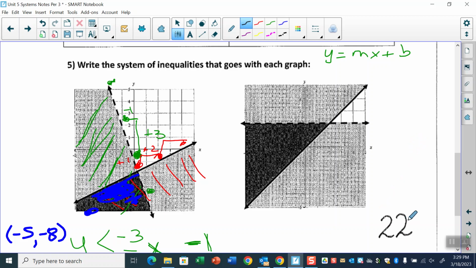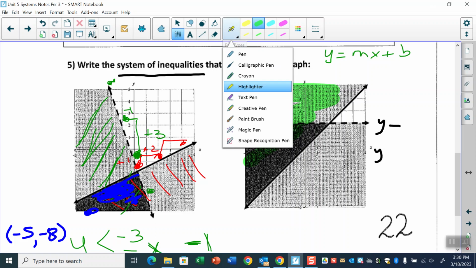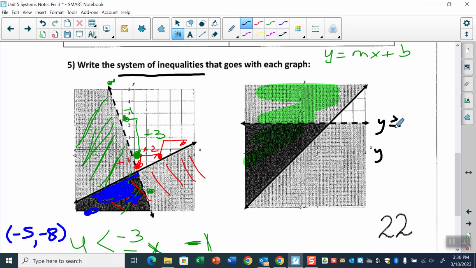So we're on page 22, and we're writing a system of inequalities. So that means we're going to have two or more equations, right? So we have two lines, a solid and a dashed. If I'm looking at the solid line, I know there's going to be a little equal there. And the solid line is shaded above, so that would be a greater than or equal to. Now I just need to know what the slope and the y-intercept are.